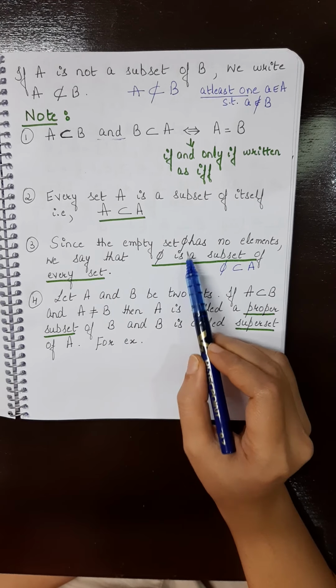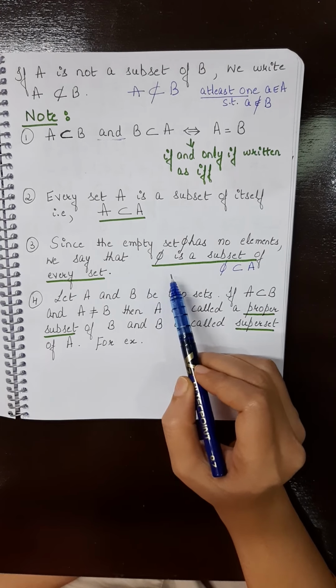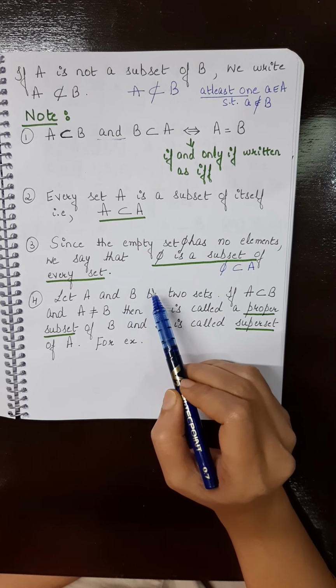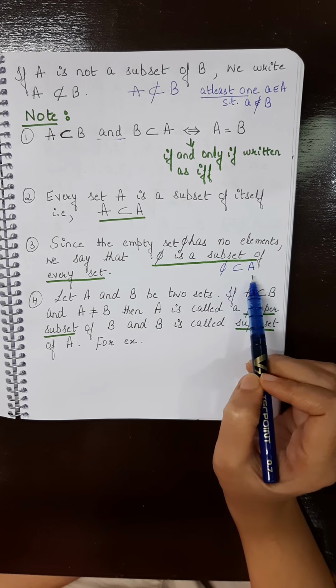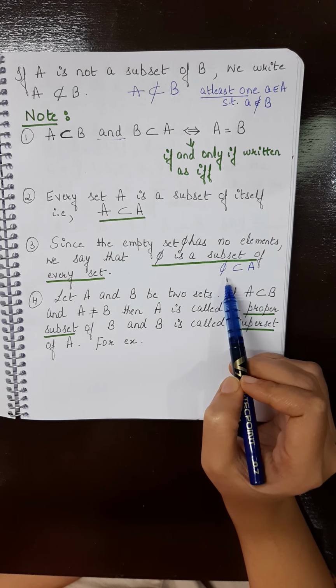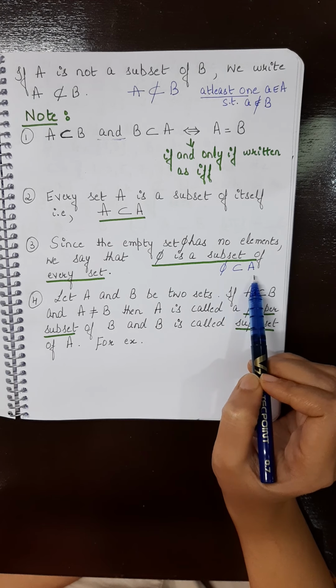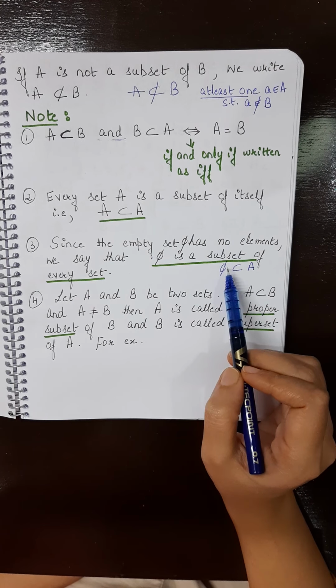Since the empty set phi has no elements, we say that phi is a subset of every set. Again, phi is a subset of every set. You have to remember this. Why we are saying that phi is a subset of every set? Because phi has no elements.